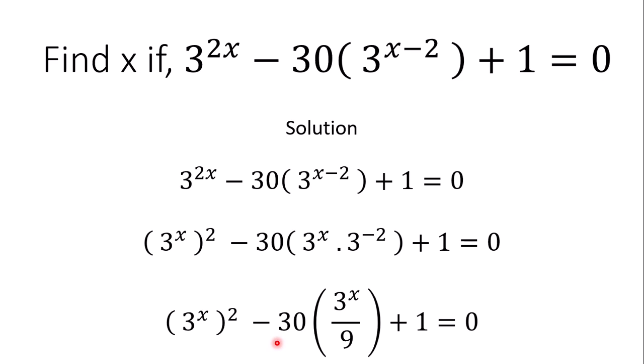Alright? Here, we have to eliminate this fraction. So we are actually going to eliminate the fraction by multiplying it through by 9. Why? Because the 9 is the LCM here. Okay, so we are going to multiply this equation by 9. So let's multiply it through.